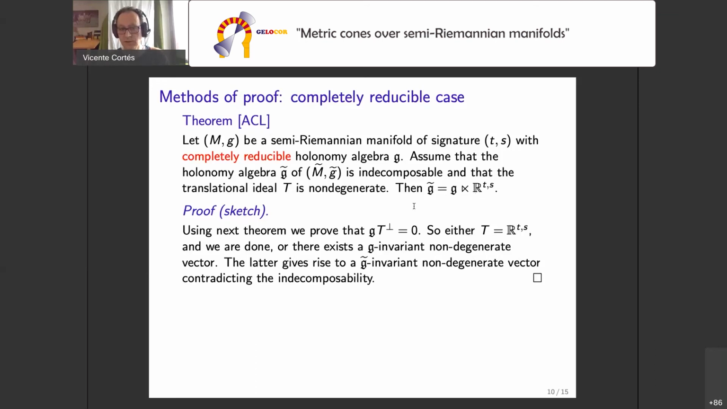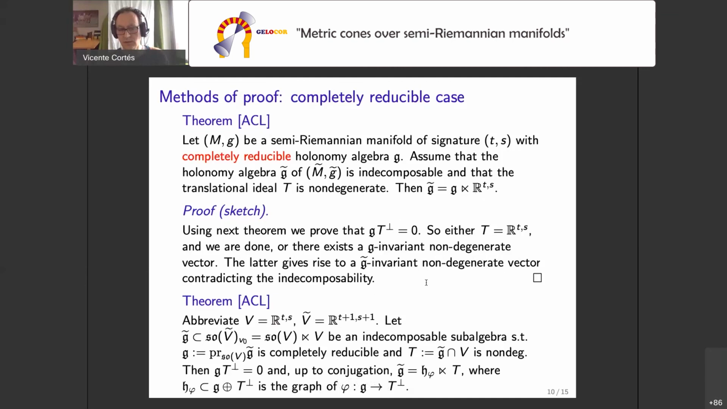And to prove that G vanishes on T perp, we use this next theorem.